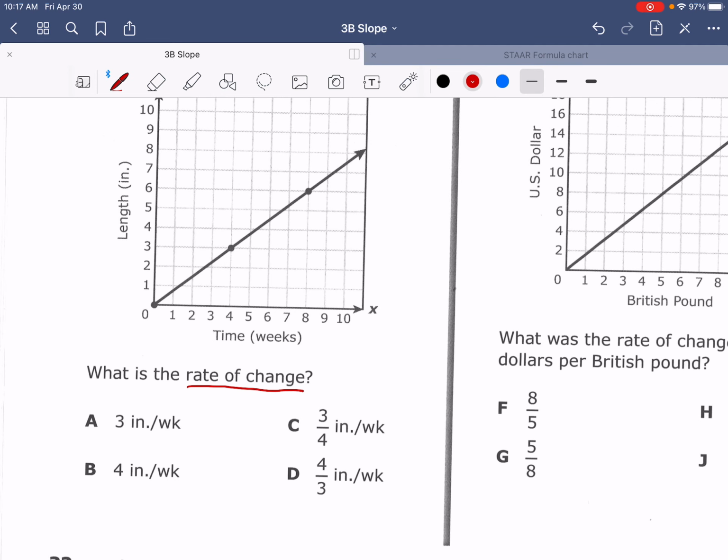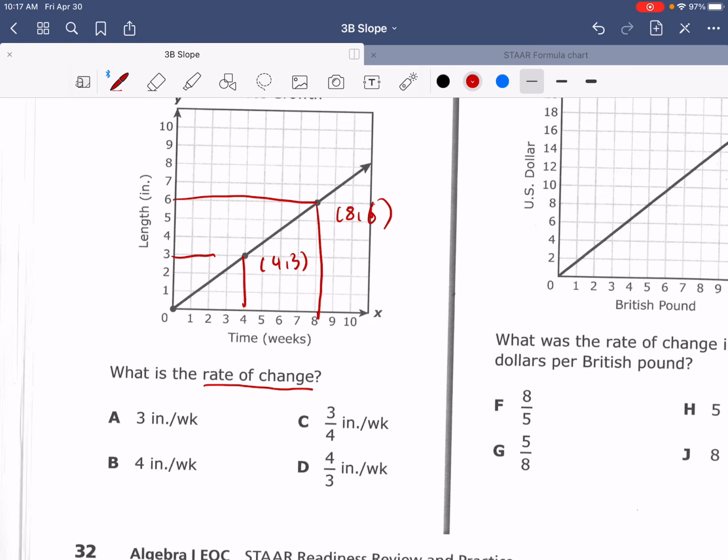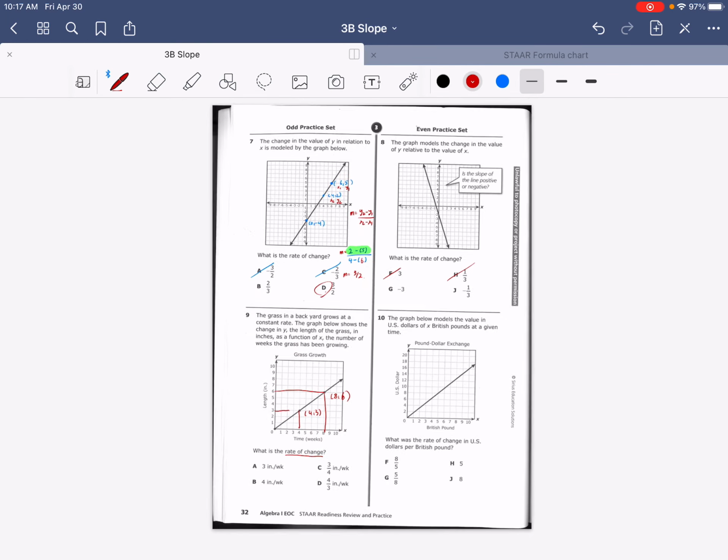So, I think I don't have to go over this because what? This point is 8, 6. This point is 4, 3. Choosing points should not be a difficult part, okay? And using the slope formula, okay?